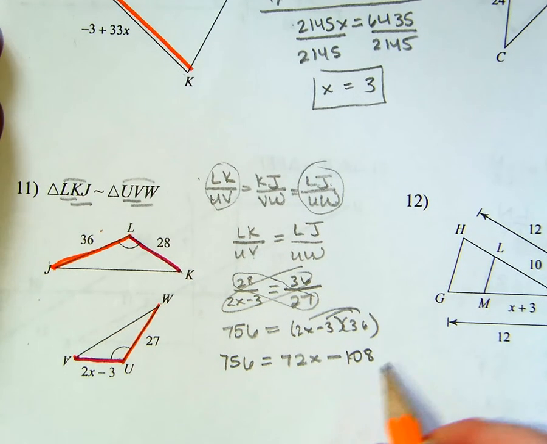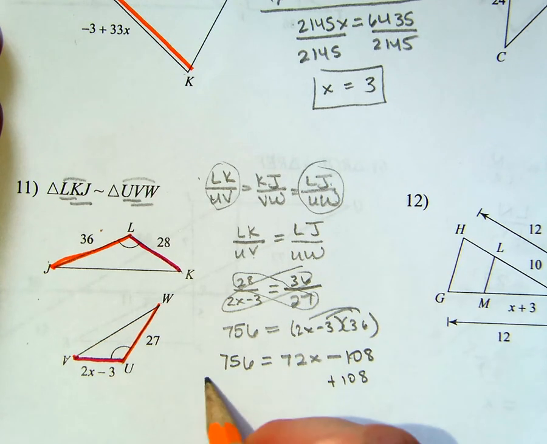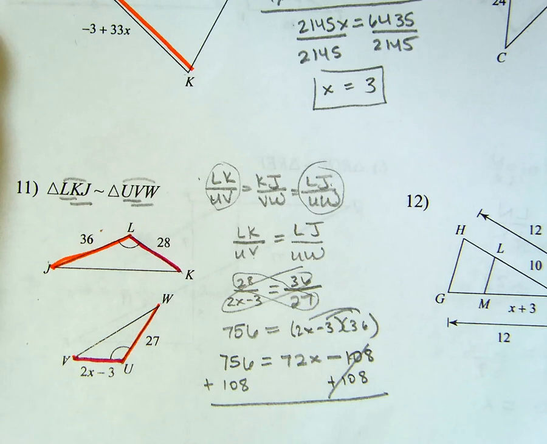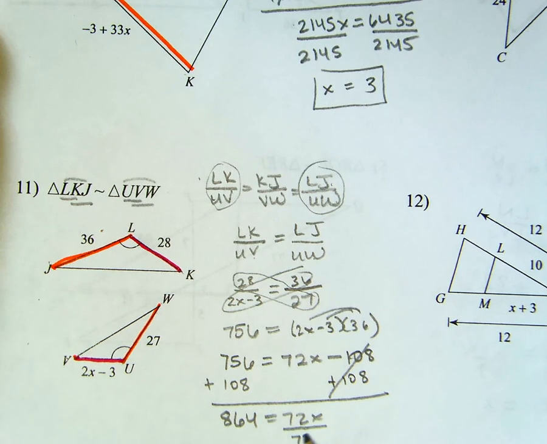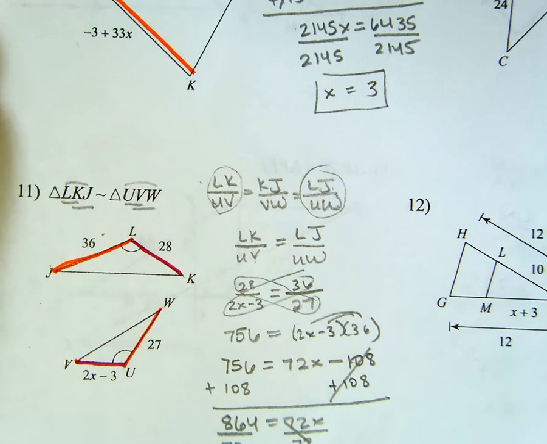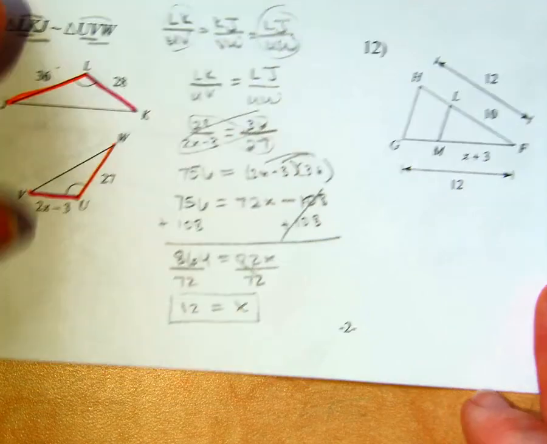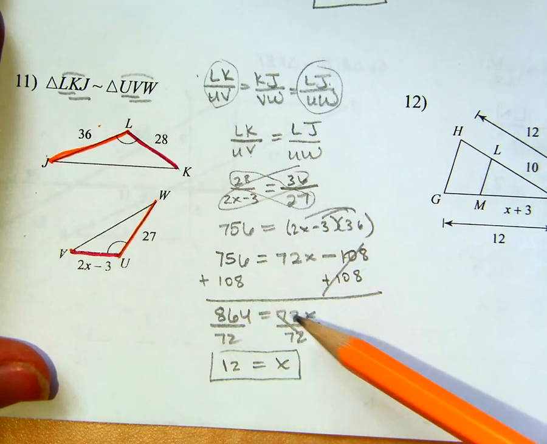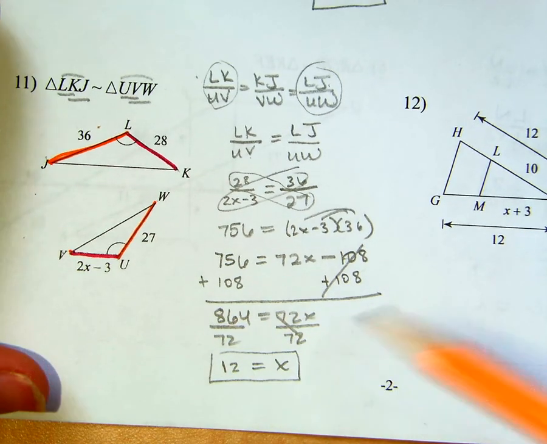And now I just need to solve. Again, solving for x, so I'm going to isolate x on one side of the equal sign. So 756 plus 108 is 864. And then divide by 72, and I'm going to get 12 is equal to x. Oh, you can't see that though. Like this, sorry. So I added 108 to get 864, and then I divided by 72 to get x is equal to 12.